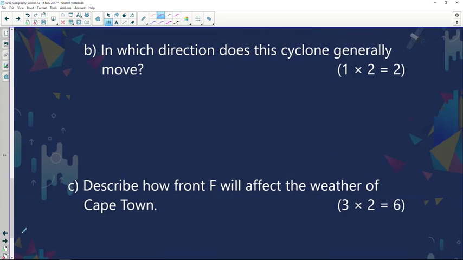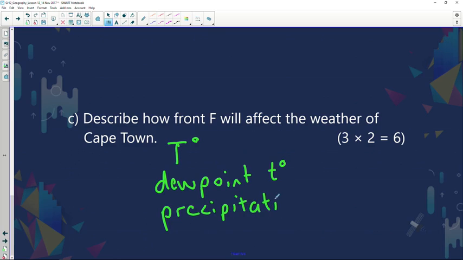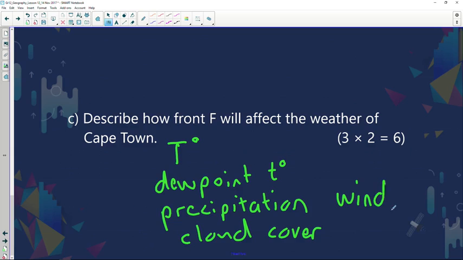Describe how front F will affect the weather of Cape Town. Now, grade 12s, this is quite an important question, and when we talk about the weather of Cape Town, think of your weather station models. The following we need to keep in mind. If you look at the weather station models, what's the information that's on there? Temperature, dew point temperature, precipitation, cloud cover, and wind speed and wind direction.